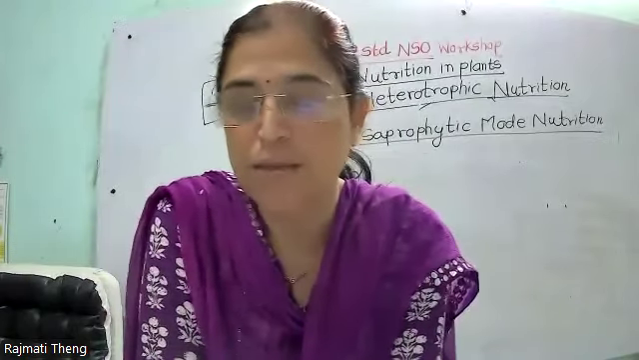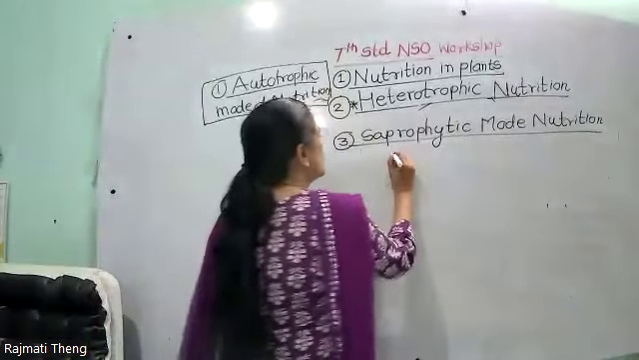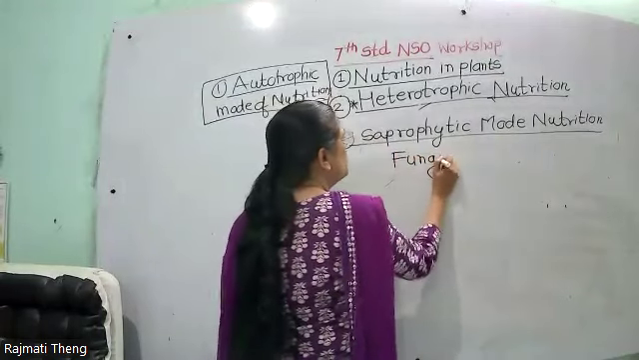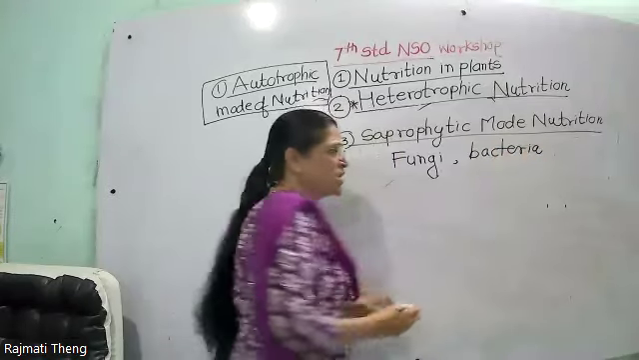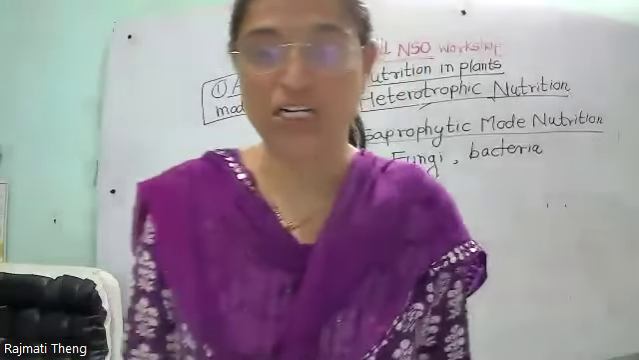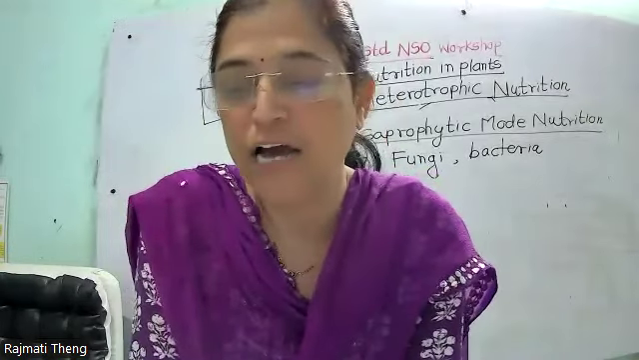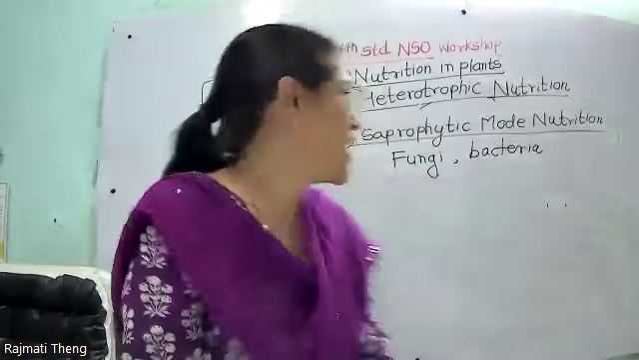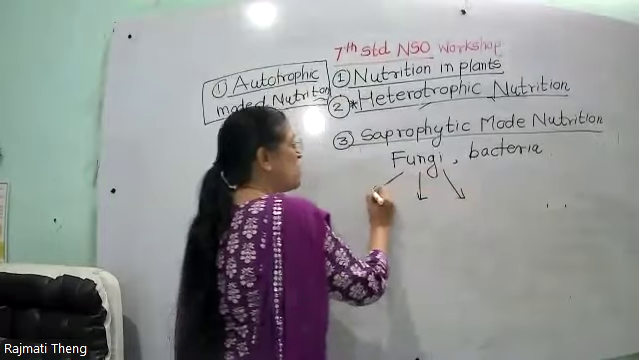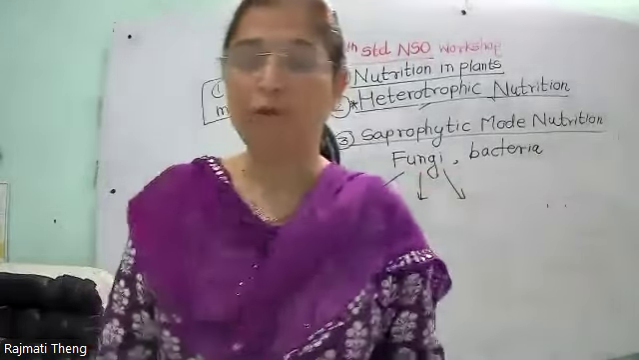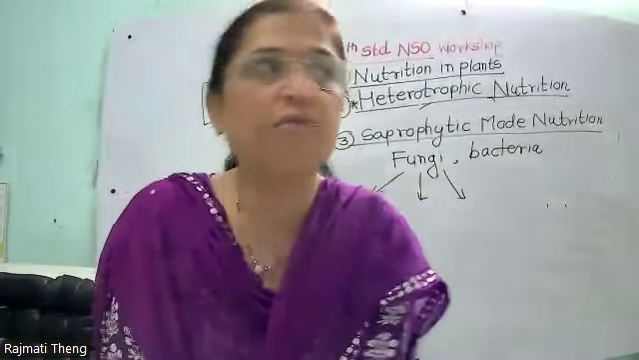Examples of the saprophytic mode of nutrition are fungi and bacteria. Which are the examples of saprophytic mode of nutrition? Fungi and bacteria show the saprophytic mode of nutrition. Fungi, and next one is bacteria. In fungi there are bread molds, yeast, mushroom. Okay, in fungi: bread molds, yeast, mushroom. Those show the saprophytic mode of nutrition. Bacteria also show the saprophytic mode of nutrition.